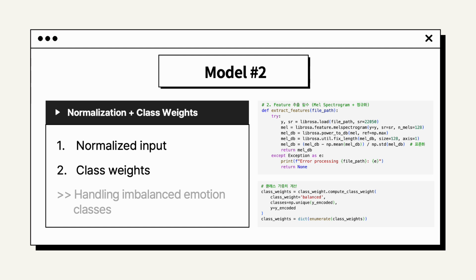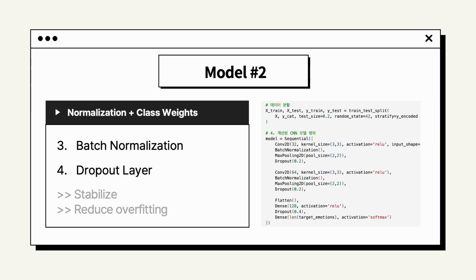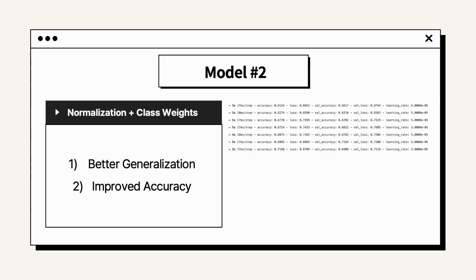So in the next model, we focused on improving generalization and handling data imbalance more effectively. First, we normalized the Mel spectrogram input, and we also computed class weights to handle imbalanced emotion classes. Architecturally, we added batch normalization layers after each convolution to stabilize learning, and dropout layers to reduce overfitting. These changes helped our model generalize better and improve the test accuracy. And this model served as a foundation before moving on to more advanced architectures using LSTM.